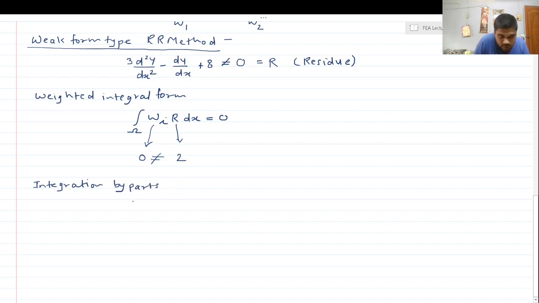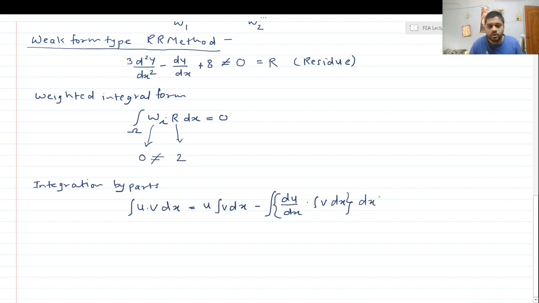I hope you must be aware of integration by parts. The integral of u v dx, the formula turns out to be u times the integral of v dx, minus the bigger integral, inside that du by dx multiplied by the integral of v dx, and this whole dx.